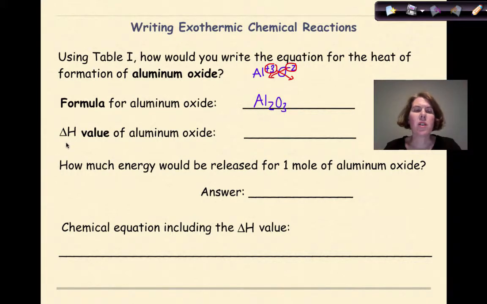Al2O3. Then we're going to look at the delta H value of aluminum oxide on table I. And if we do that, we find out that aluminum oxide is negative 3,351 kilojoules. Now it says how much energy will be released for 1 mole of aluminum oxide. Before we go to that, we should write the balanced equation for the formation of aluminum oxide. And since this is a negative sign right here, again, that value is going to appear on the product side. Let's go ahead and write the chemical equation, including the delta H value that's listed up here.